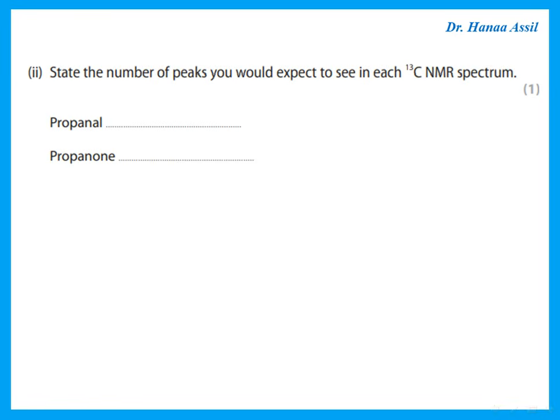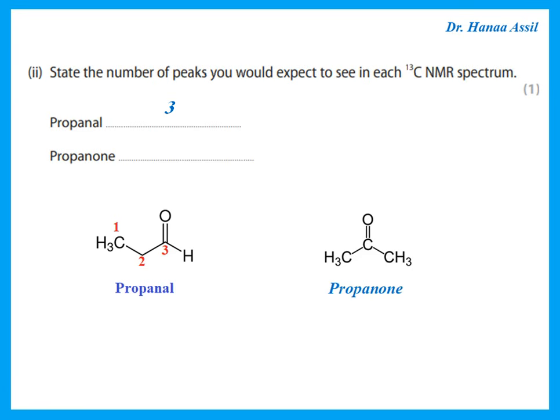State the number of peaks you would expect to see in each carbon-13 NMR of propanal and propanone. Okay, let's take a look at propanal. How many different carbon environments do we have? We have the CH3, that's 1 carbon, the CH2 in the middle, that's another carbon, and the carbonyl. So I have 3 peaks in the carbon-13 NMR of propanal. While in propanone, what do we have? We have only 2, because the 2 CH3s are similar. So the 2 carbons of the CH3s are similar, and then the carbon of the carbonyl.